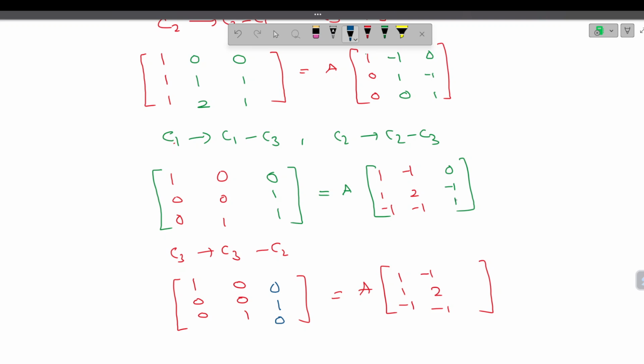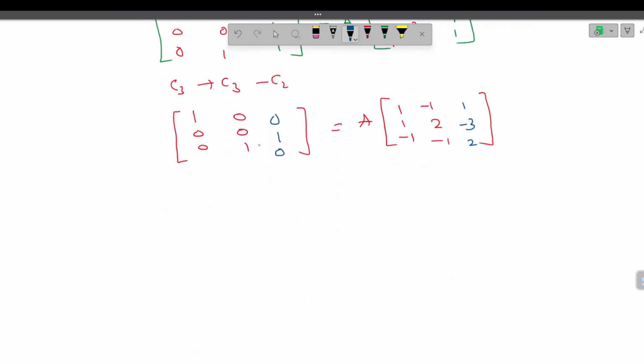Now C3 implies C3 minus C2. Minus of minus plus 1, minus 1, minus 3. This is 2. We are done. You see, 1 0 0 will come here.